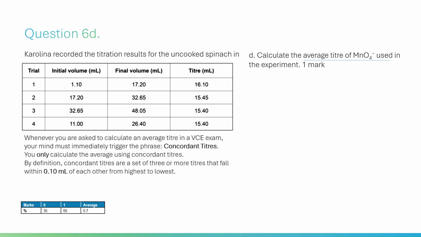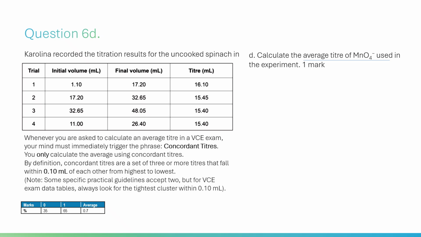By definition, concordant titers are a set of 3 or more titers that fall within 0.10 milliliters of each other from highest to lowest. Note, some specific practical guidelines accept 2, but for VCE exam data tables, always look for the tightest cluster within 0.10 milliliters. Let's evaluate the 4 titers Karolina recorded.